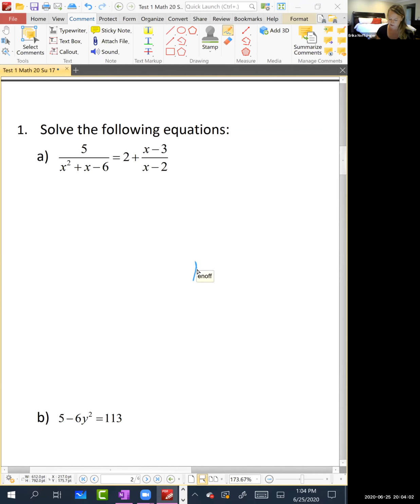Okay, so first thing that we want to do is we want to simplify, or we want to factor the denominators if possible. And so looking at this first one, we're looking for two numbers that multiply to give us -6 and add to give us +1. So +3 and -2 work.